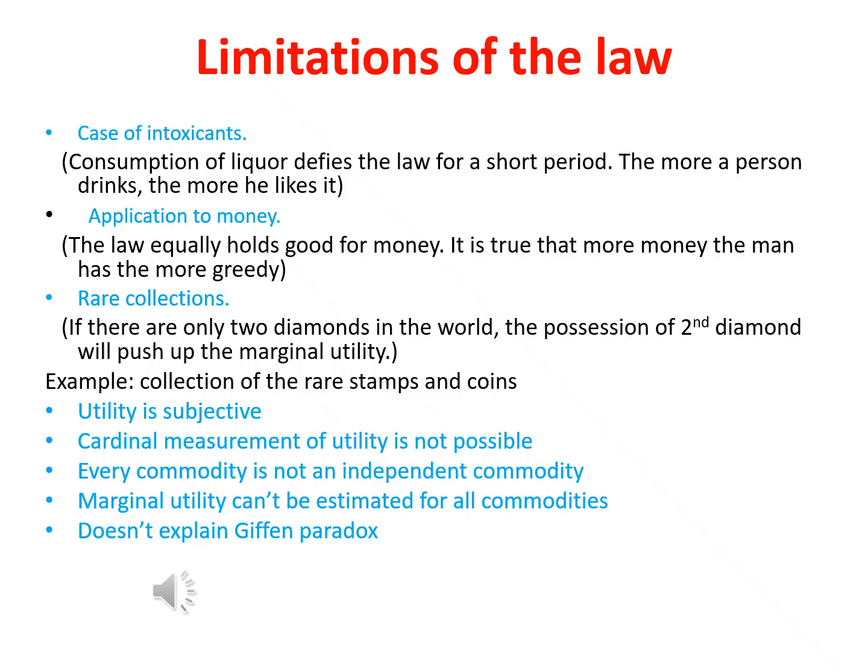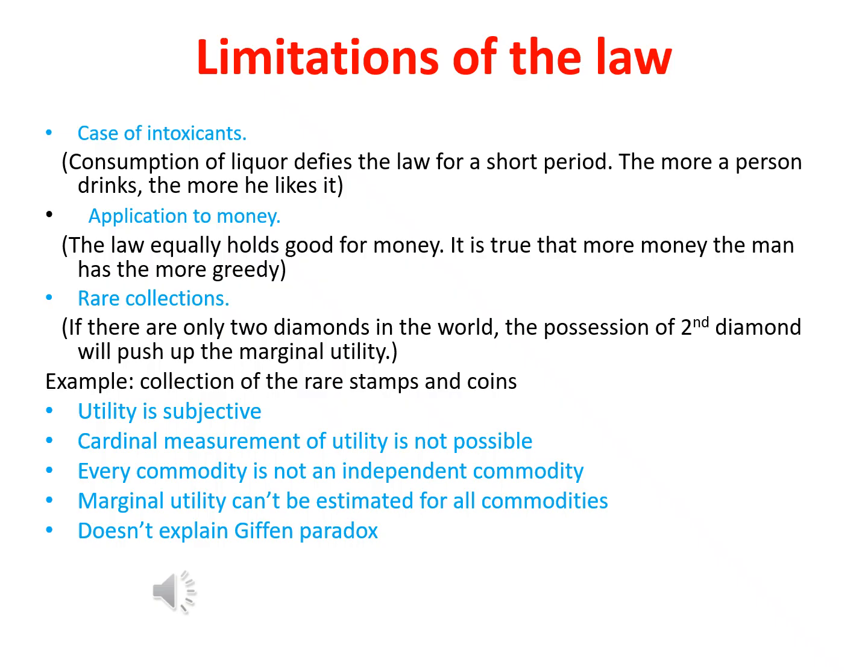The fourth limitation is that utility is subjective. The slide simply states utility is subjective. This means that satisfaction varies from one individual to another. The same commodity may provide different levels of satisfaction to different people. For example, a cricket match may provide tremendous enjoyment to a cricket enthusiast but little satisfaction to someone who has no interest in sports. Similarly, coffee may be highly satisfying to one person and unpleasant to another.